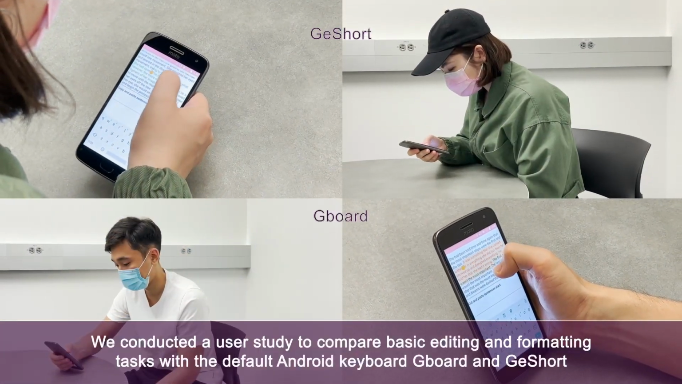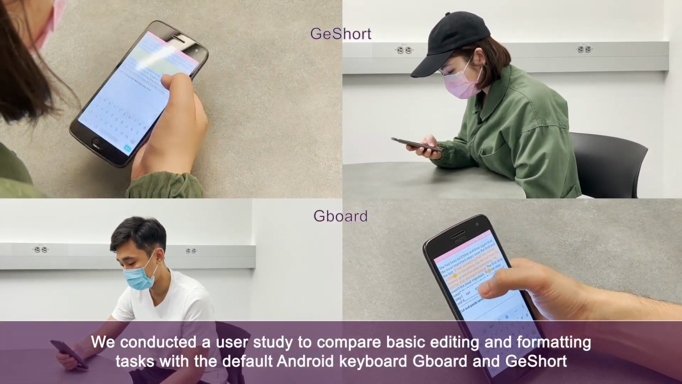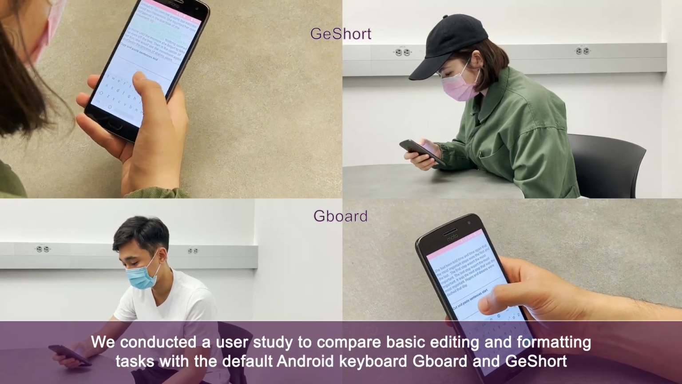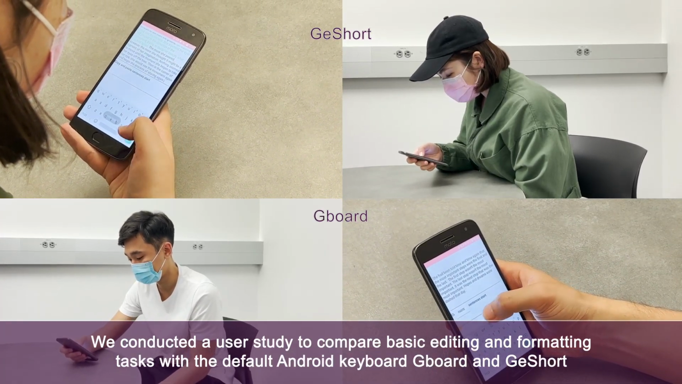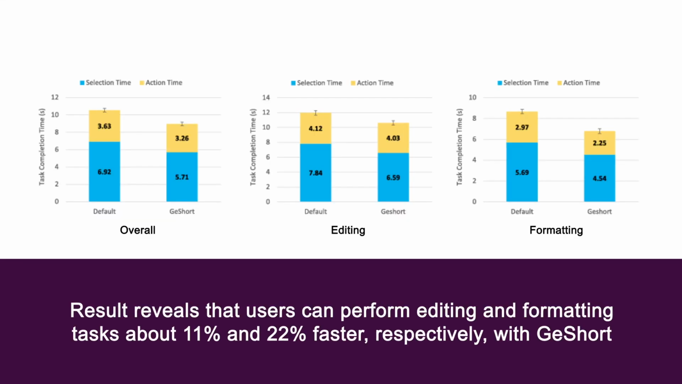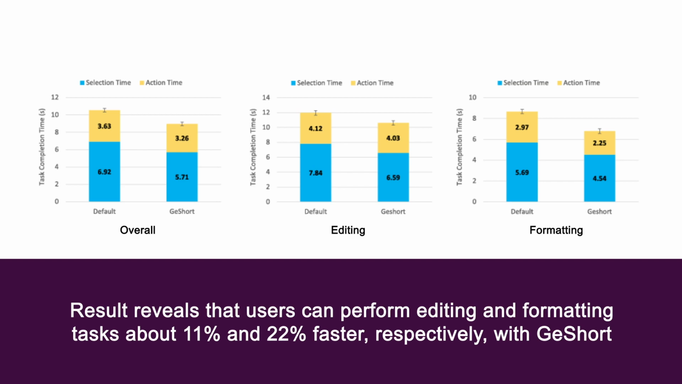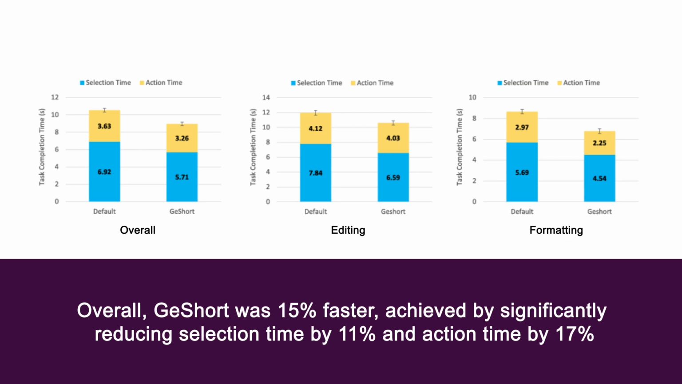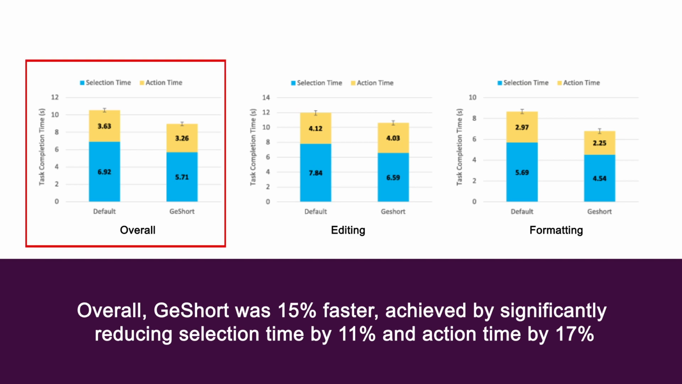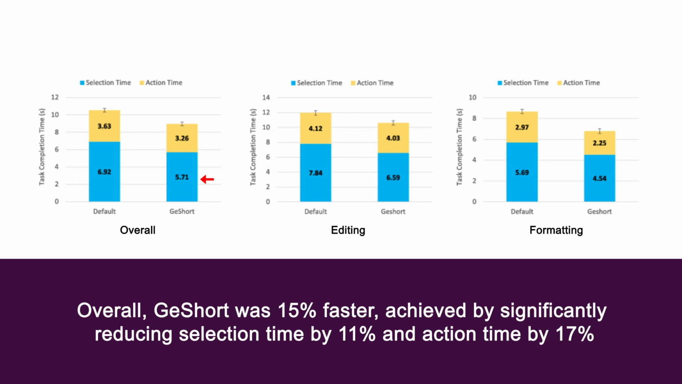We conducted a user study to compare basic editing and formatting tasks with the default Android keyboard Gboard and GeShort. Results reveal that users can perform editing and formatting tasks about 11% and 22% faster, respectively, with GeShort. Overall, GeShort was 15% faster, achieved by significantly reducing selection time by 11% and action time by 17%.